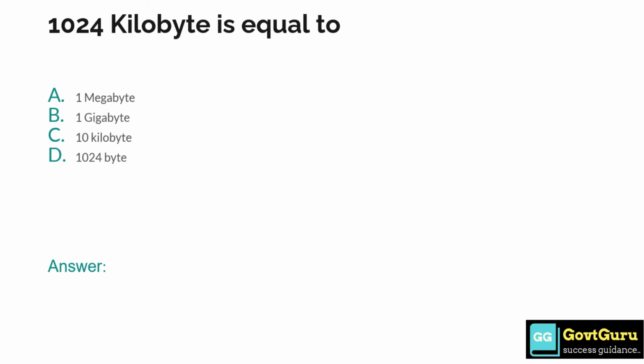The next question is 1024 kilobyte is equal to option A 1 megabyte, option B 1 gigabyte, option C 10 kilobyte, and option D 1024 byte. So the answer is option A, that is 1 megabyte.